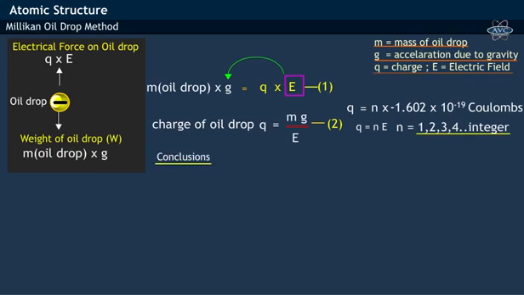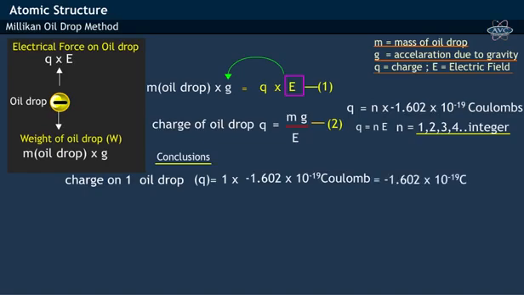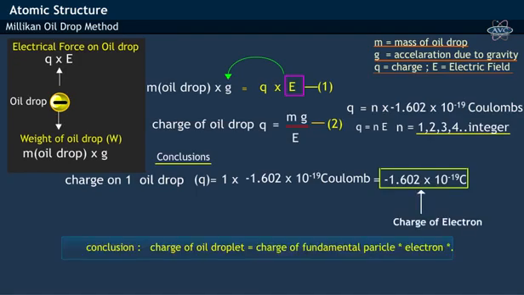From this experiment, Robert Millikan concluded that the fundamental unit of charge on one oil droplet, which equals the value of minus 1.602 into 10 to the power of minus 19 coulombs, is nothing but the charge of the electron.